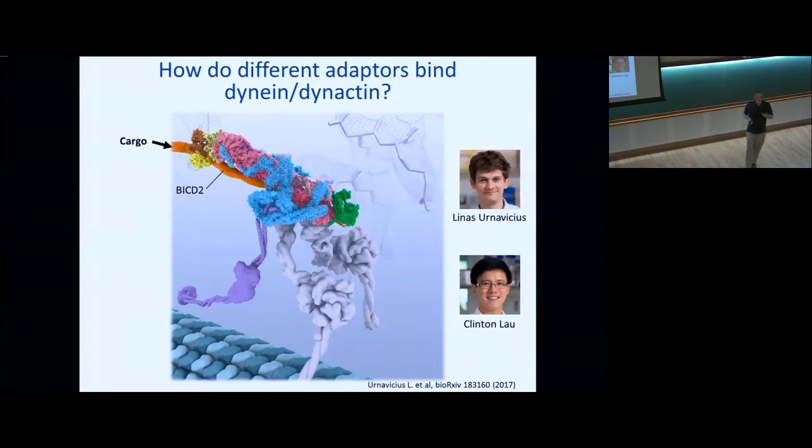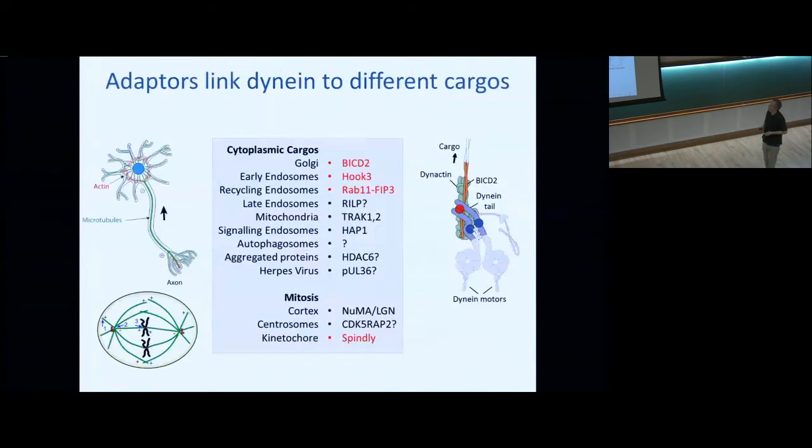Right, so what I want to do then in the last little bit of the talk is to take you through another question. So far I've shown you this BICD2 adapter, but the question that I mentioned at the beginning is how do different cargoes bind? And I just mentioned that this work is from Linus again and a new postdoc in the lab, Clinton.